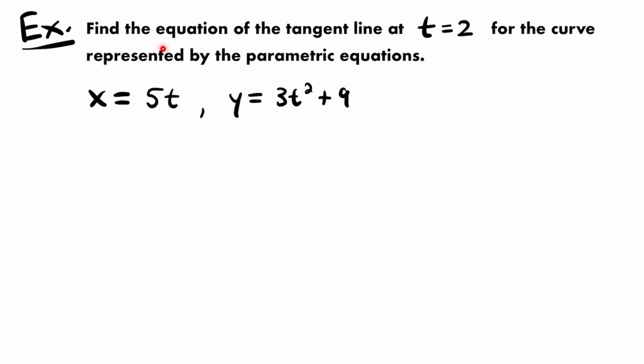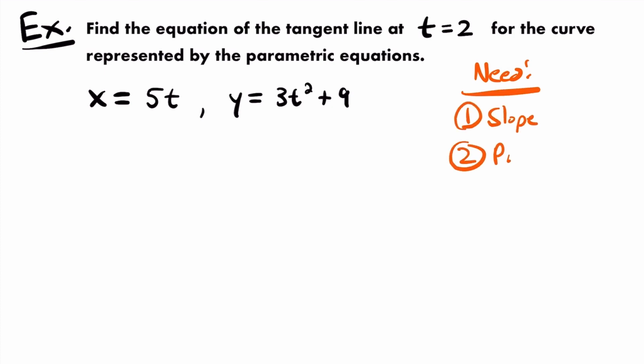And in order to find the equation of a tangent line, we need two different things. We need the slope at that value of t, which is what we found in the previous example, but of course we have a different value of t and different equations this time. And then we're also going to need a point in terms of x and y that corresponds to this value of t. All right, so I'm going to make a note of that. We need two things: 1, the slope, and 2, a point.